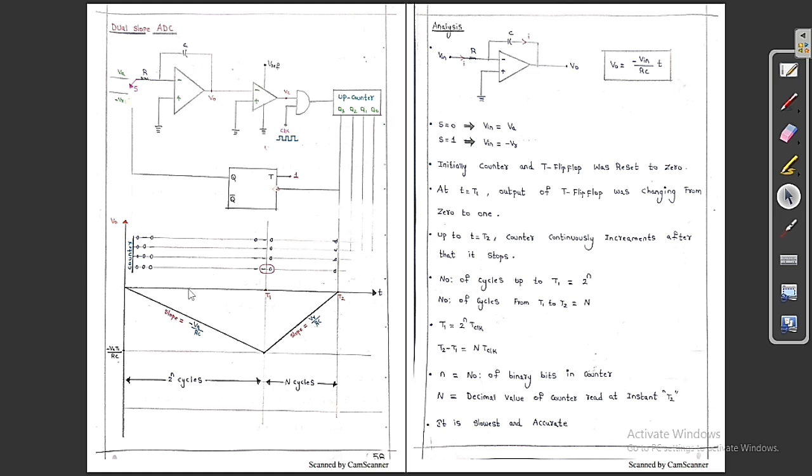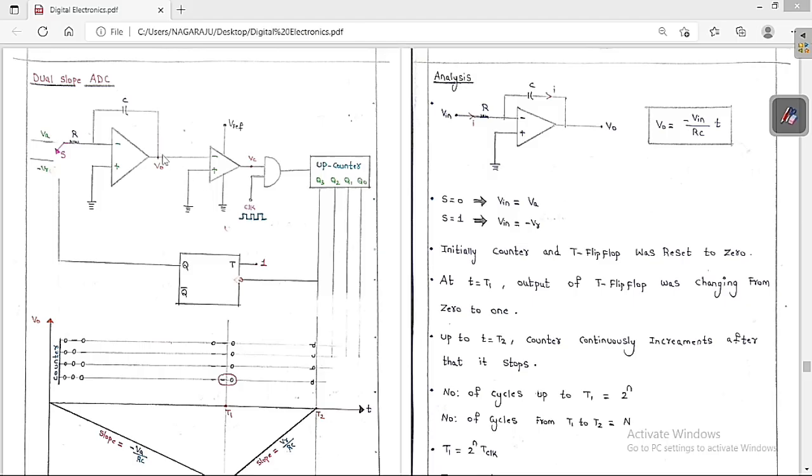T1 is also always equal to 2 to the power of n times T clock, and T2 minus T1 is equal to capital M times T clock, where capital M is the decimal equivalent of this ABCD. Or we can say, at the instant of T2, whatever the up counter reading is, you have to take the decimal equivalent of that. So let me do a small revision of this concept again.